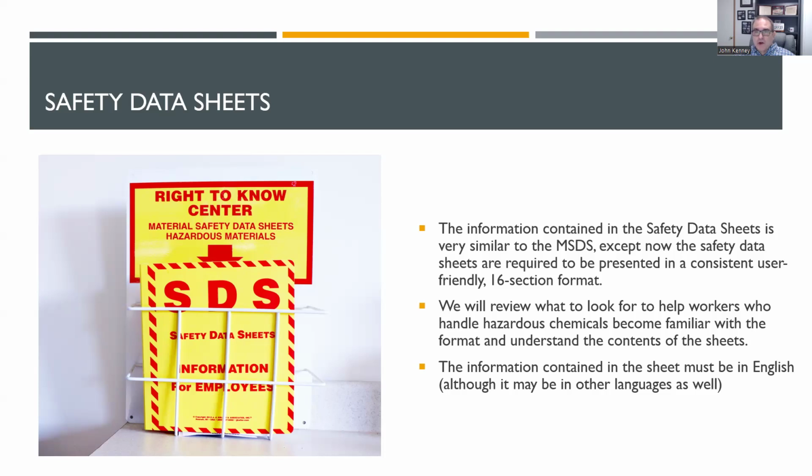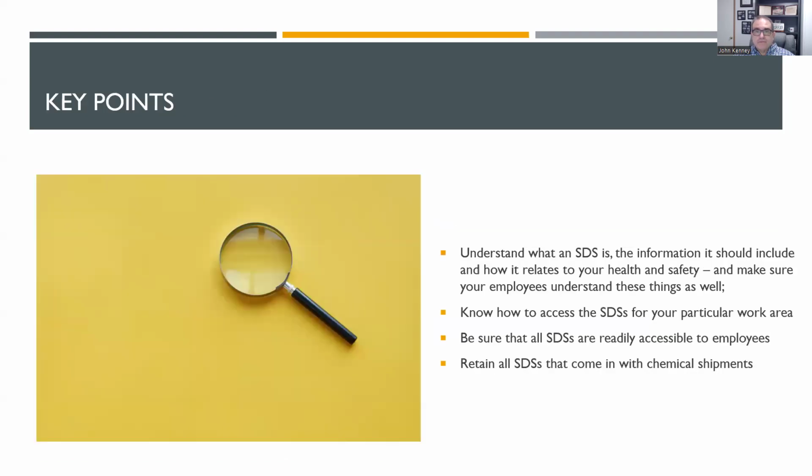So why are we going to review this? Because you must train your workers on this. This should be done on a yearly basis, just like the other topics that we've been covering. That's why we're breaking them down into monthly segments. Understand what an SDS is, the information it should include, and how it relates to your health and safety, and make sure your employees understand these things as well. Know how to access the SDSs for your particular work area. Be sure that all SDSs are readily accessible to employees. Retain all SDSs that come in with chemical shipments.